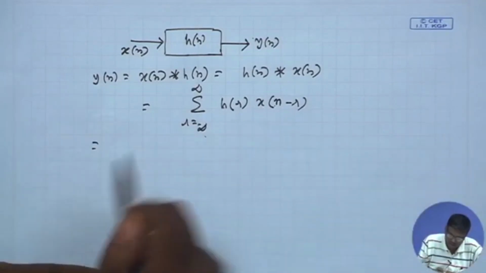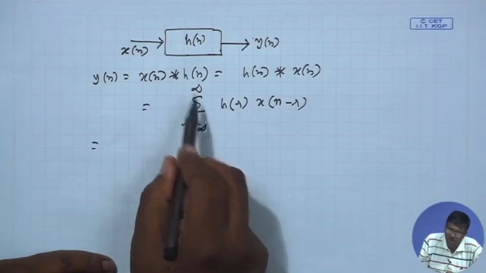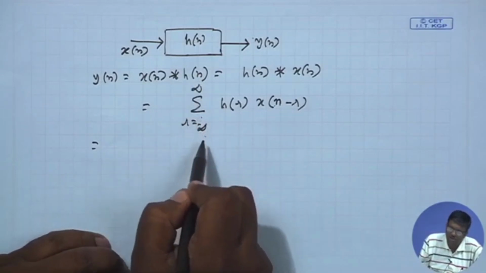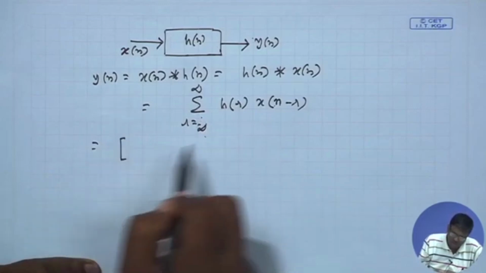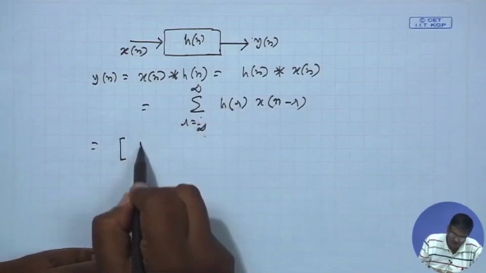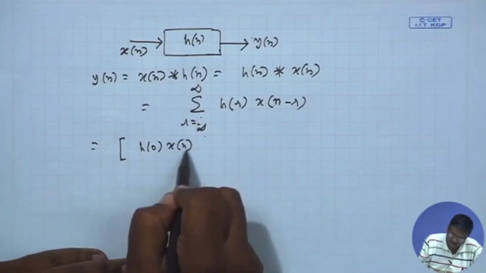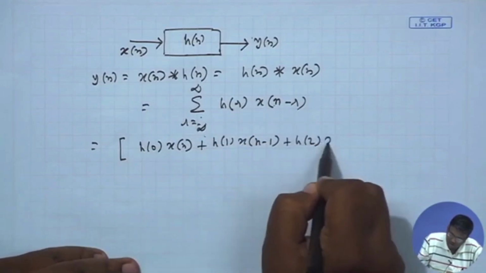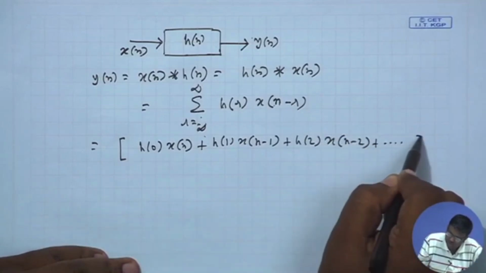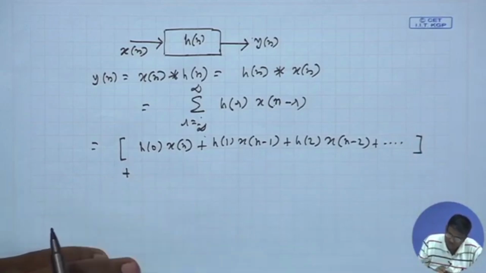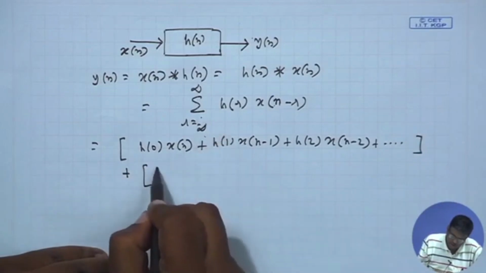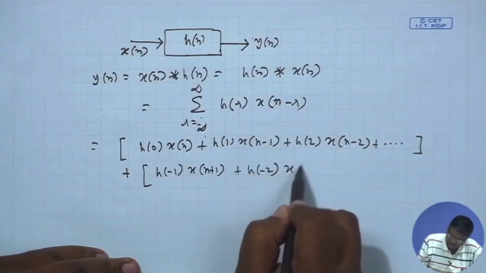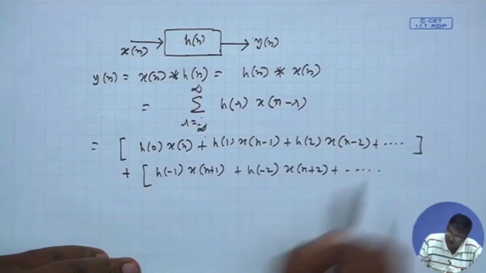If you expand for r, the summation is from minus infinity to infinity. I divide it into two ranges: r equal to 0, 1, 2 up to plus infinity, and r equal to minus 1, minus 2, minus 3 up to minus infinity. So, one term is from r equal to 0 onwards: h 0 x n, h 1 x n minus 1, h 2 x n minus 2. And then for r equal to minus 1, h minus 1 x n plus 1, and so on.